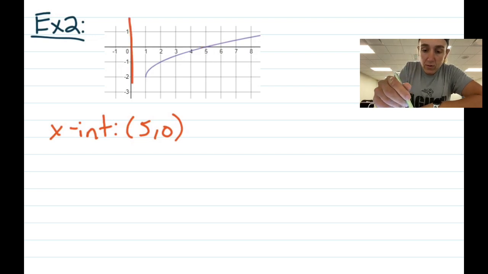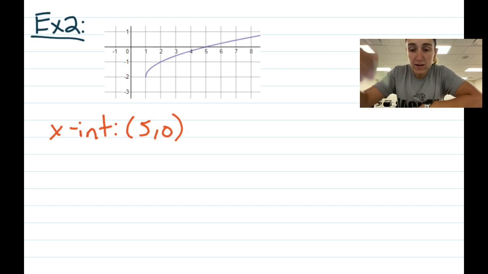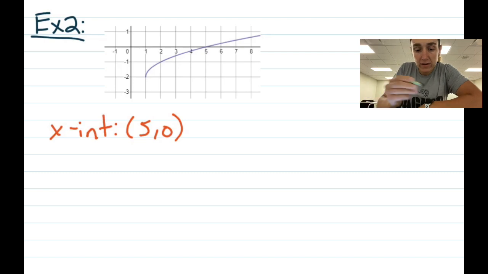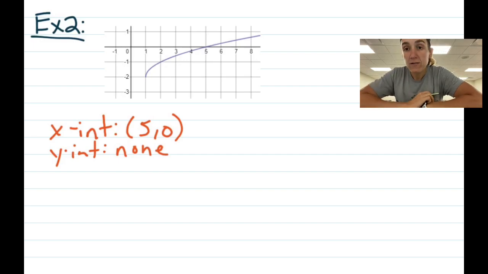Y-intercepts, going on the y-axis. Well, this graph never actually hits the y-axis, does it? It starts 1 unit away. Okay, so it never gets to the y-axis. That means it has no y-intercept. So instead of leaving it blank, because that kind of makes it sound like I don't really know what's going on, when I ask to write the y-intercept, I'm just going to say none. Okay, because that way I clearly indicate I know that there is no y-intercept.